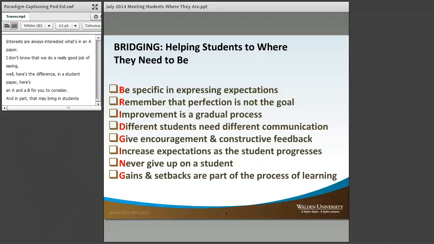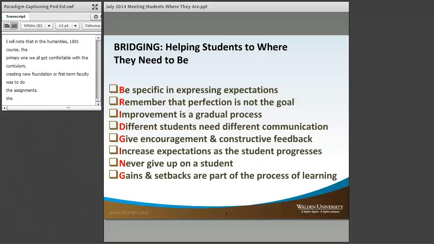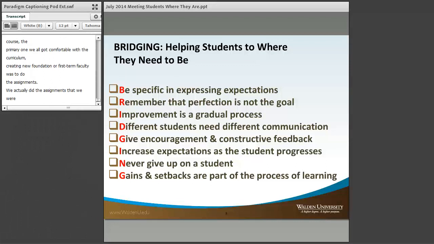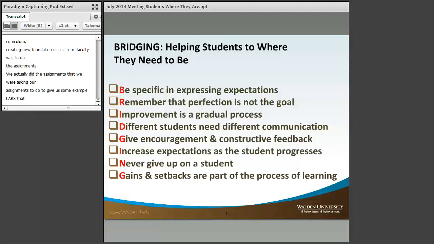I will note that in the Humanities 1001 course, the primary way that we all got comfortable with the curriculum, training our new foundations or first-term faculty, was to do the assignments. We actually did the assignments that we were asking our students to do to give us some exemplars that we could share with students. And students did ask, hey, I'd like to know what a really quality paper would look like for week 6 and so forth. And we were using and are using exemplars in that course.